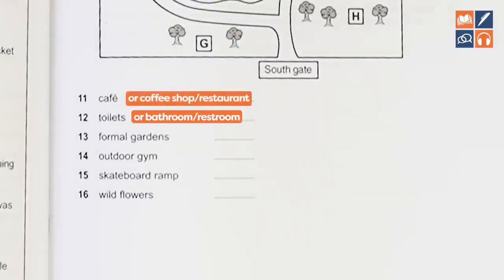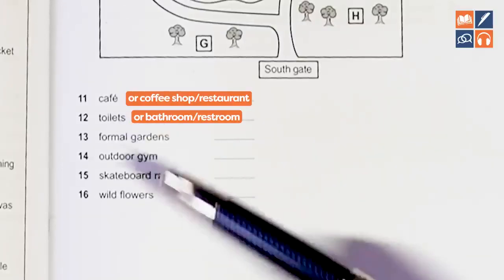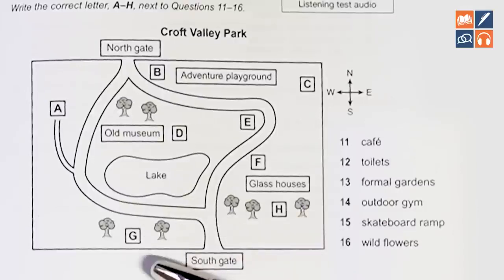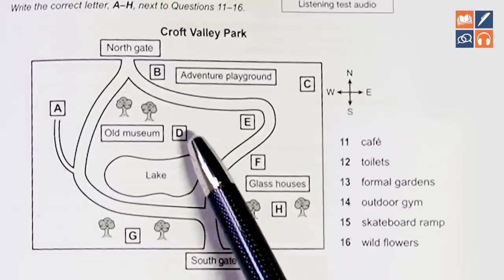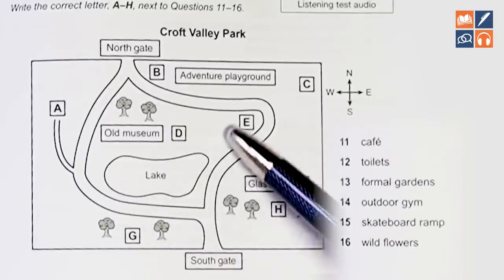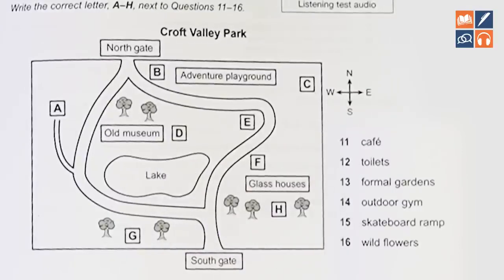So think about those synonyms and then think about where might these things be? Are there any obvious places where they would put the cafe or where they would put the toilets? They're probably not going to put the toilets deep in the middle of the woods. Maybe they might do, I don't know. But it's probably more convenient for them to put the toilets beside the old museum or beside the glass houses or beside the adventure playground. Same with the cafe. The cafe is probably going to be next to the old museum, for example.